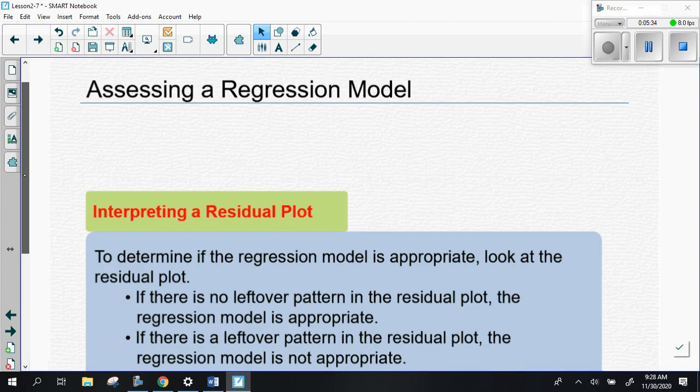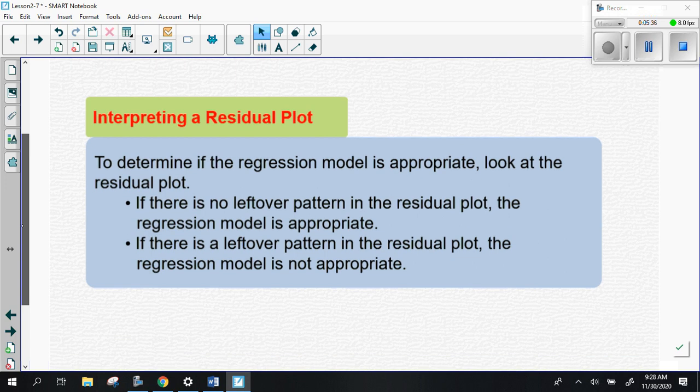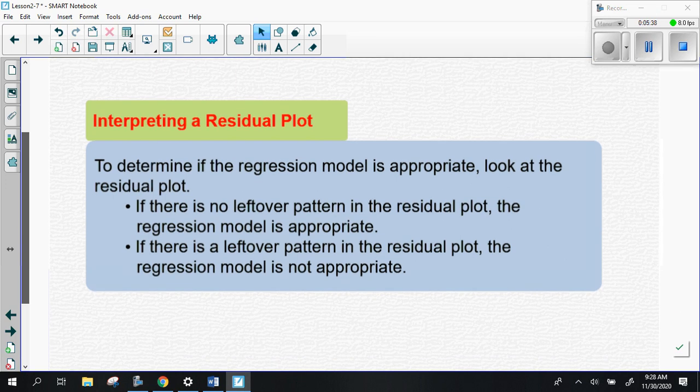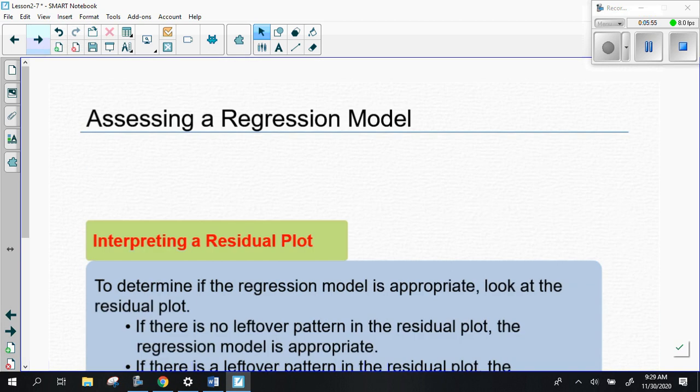And this is essentially just saying the same thing that I've been telling you. They're saying a leftover pattern. I'm saying if there's no pattern, if you couldn't look at it and it looks like some nice curve, then you would want to use a least squares regression. All right.